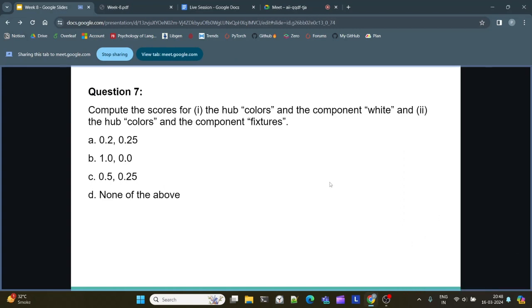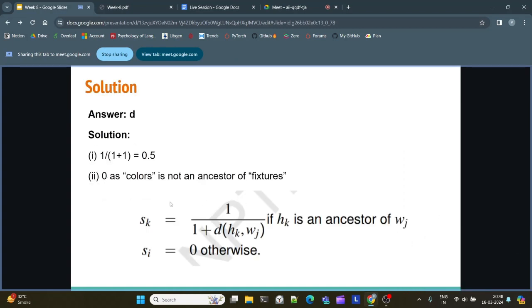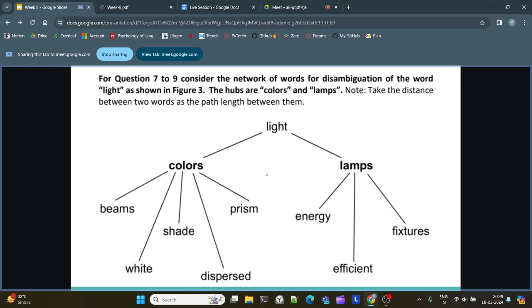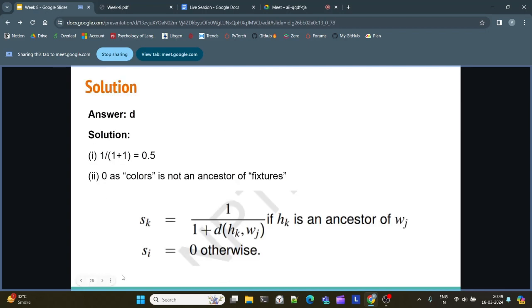So yeah, you're actually correct. This is the formula, as Madhul said: the score value S_k is 1 by 1 plus d(h_k, w_j), where h_k is the hub, w_j is the corresponding word, and d is the distance between them. So what is the hub over here? The hub is colors and the component is white. Let's see what is the distance between colors and white. They're connected by a direct edge, so the distance would be 1. If we plug in the value, we have 1 by 1 plus 1, so that gives us 0.5.